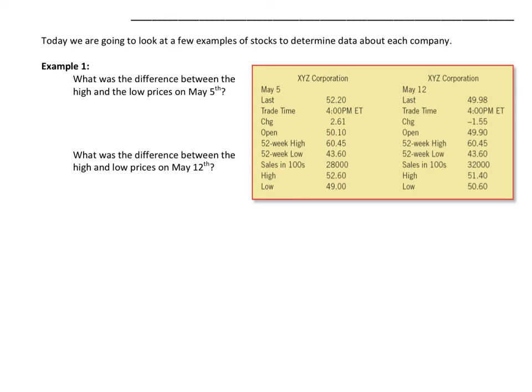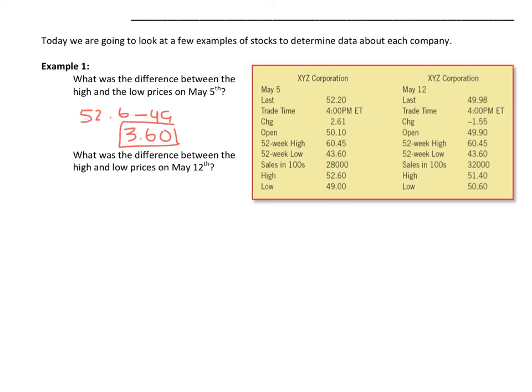So the first question says, what's the difference between the high and the low prices on May 5th? So this is May 5th. So the difference between the high and the low, you simply just subtract the numbers. So we will just do 52.6 minus 49, and we will get a difference of 3.60.